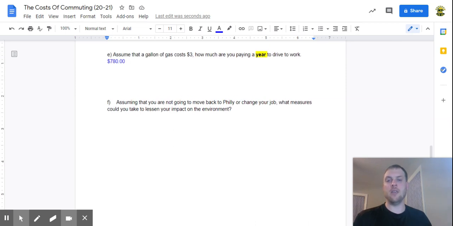And then the last part here, I'm going to leave this to you to answer on your own. It says, assuming that you are not going to move back to Philly or change your job, what measures could you take to lessen your impact on the environment? So, what could you do to eliminate putting so much emissions into our atmosphere, using up as much gasoline as you do to get just from your house to your work and back? I mean, be creative, right? What could we do to reduce that?